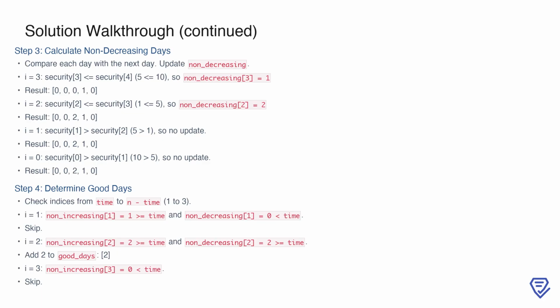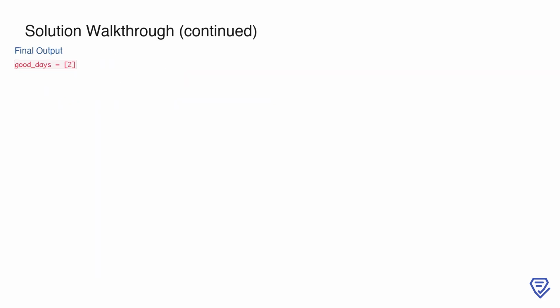Finally, we check indices from time to end time, which in this case are indices 1 to 3. At index 1, the non-increasing value is sufficient, but the non-decreasing value is not, so we skip this day. At index 2, both values meet the condition, so we add day 2 to good_days. Index 3 is skipped because the non-decreasing value is less than time. The result is that day 2 is the only good day. The final output for this example is good_days equals 2.